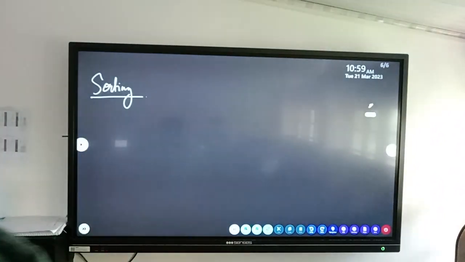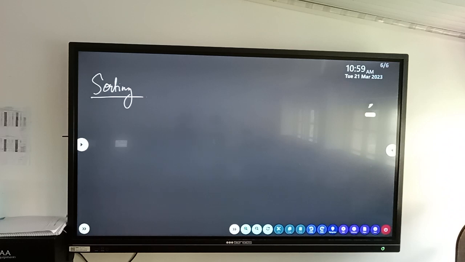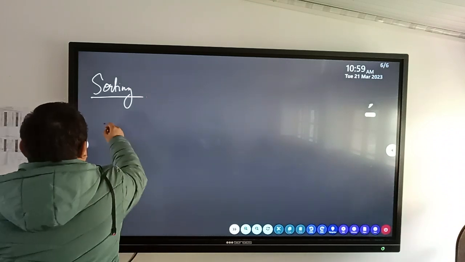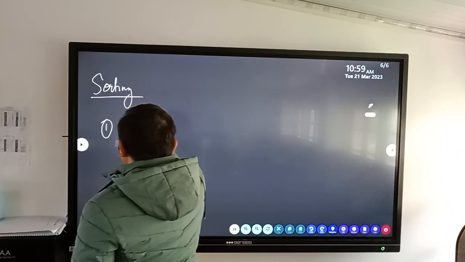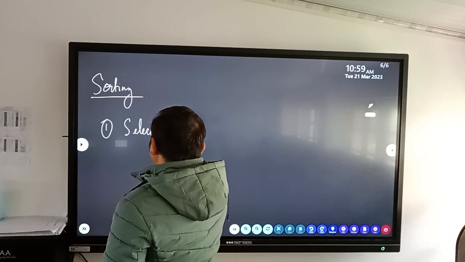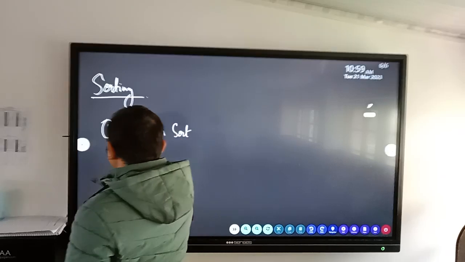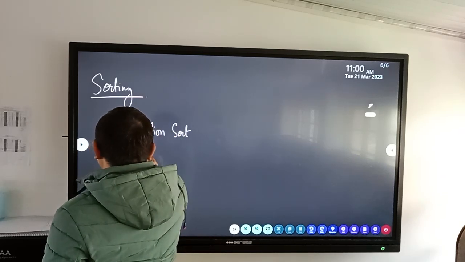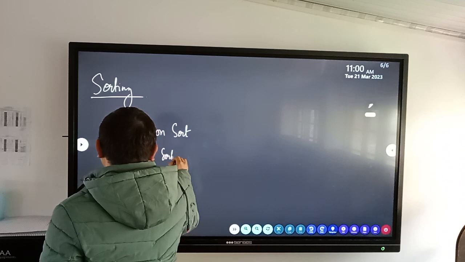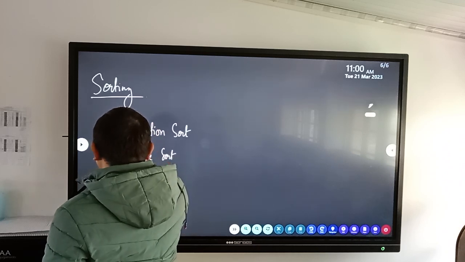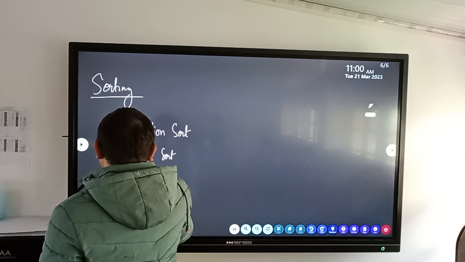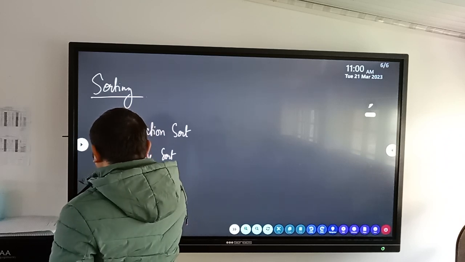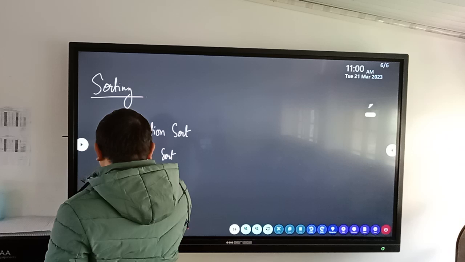Sorting means arranging the data in either ascending or descending order.